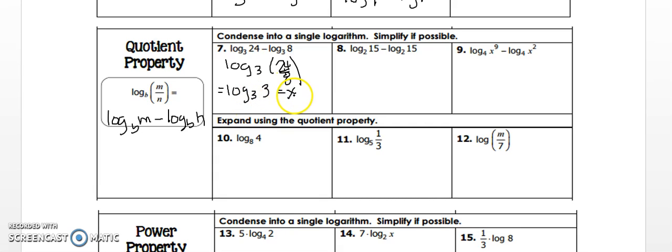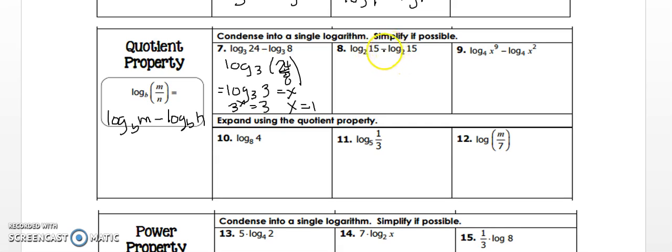This is really 3 to the x power equals 3. 3 to the x equals 3. Well, this has to be a 1 because 3 to the first power is 3. So x equals 1.